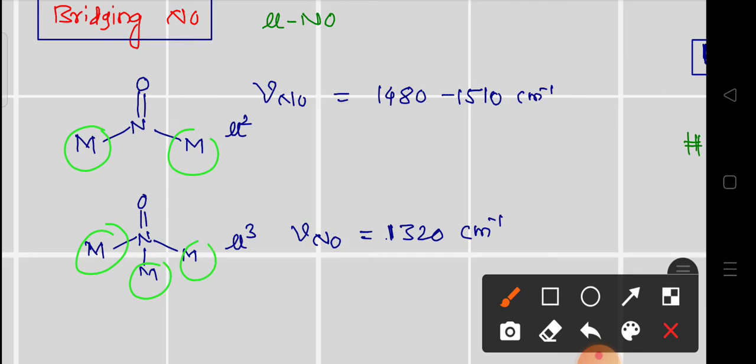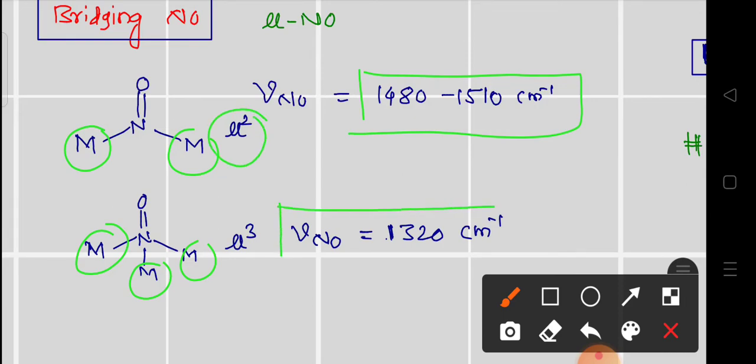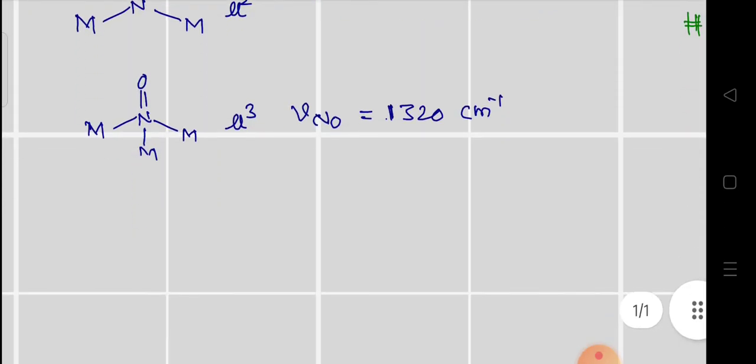So you know that from single metal to double metal to triple metal, back bonding again increases. You can check with the frequency now: 1480 to 1510 is for the mu2, the doubly bridging, and for the triply bridging it is now 1320. So this is the characterization. Characterization is very important because we can identify the type of nitrosyl present.